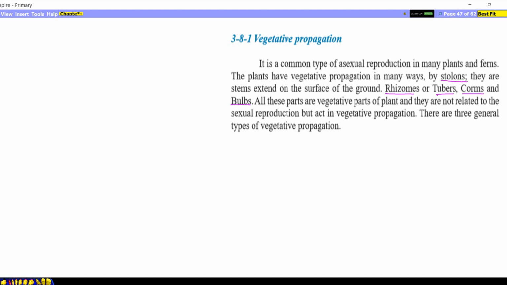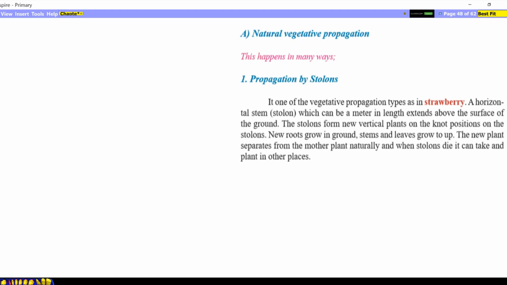There are three general types of vegetative propagation: natural vegetative propagation, artificial vegetative propagation, and tissue culture for plant tissues. So the first one, natural vegetative propagation, may happen in many ways, like propagation by stolons. One of the vegetative propagation types, strawberry, is an example of this kind of propagation. A horizontal stem, which can be a meter in length, extends above the surface of the ground.